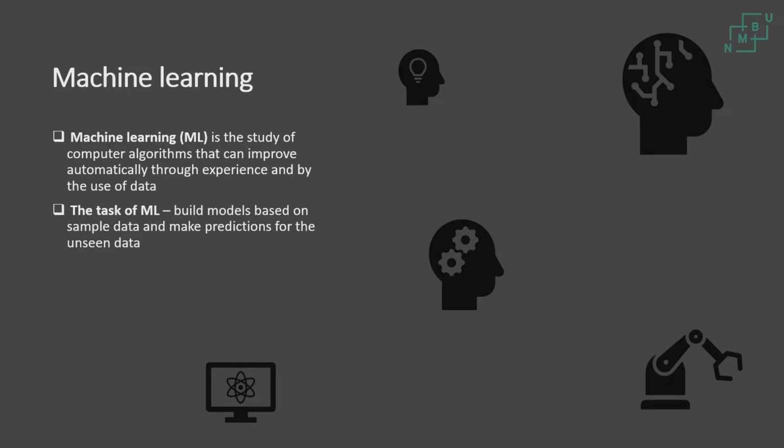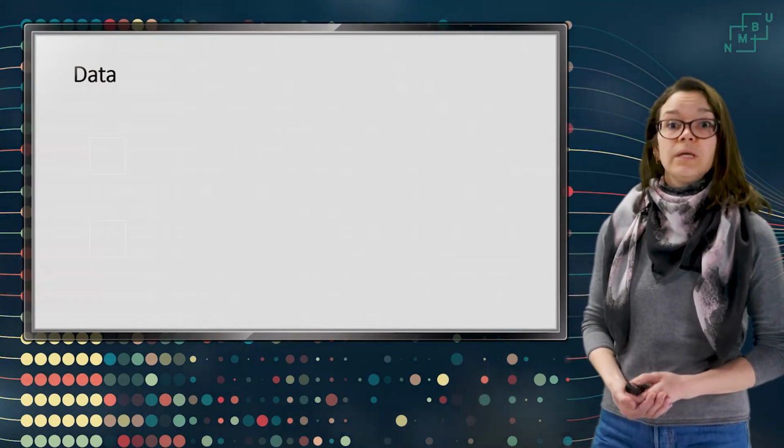So, machine learning is the study of computer algorithms that can improve automatically through experience and by the use of data. It's seen as a part of artificial intelligence. Machine learning algorithms build a model based on sample data known as training data in order to make predictions or decisions without being explicitly programmed to do so. But what is data?